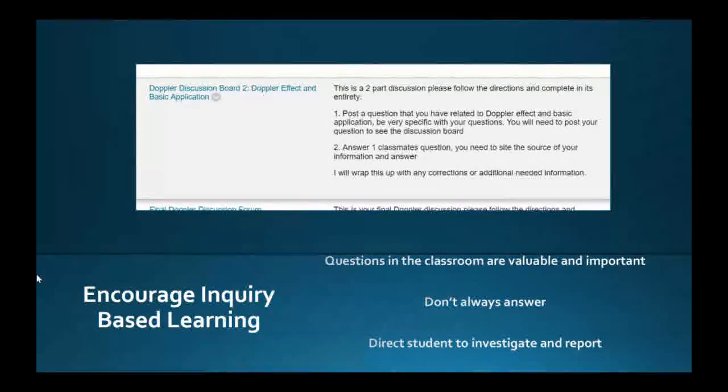Everybody knows the saying, "Oh, I know it's a stupid question," and I always follow that there are no stupid questions. The only stupid ones are the ones you don't ask, and those aren't questions then. So it's very important that we make sure our students feel comfortable asking those questions, because they're valuable, but don't always answer. That's part of inquiry-based learning, directing them to investigate and report so they can learn to be resourceful. Like Deb said, we're not always going to be there.